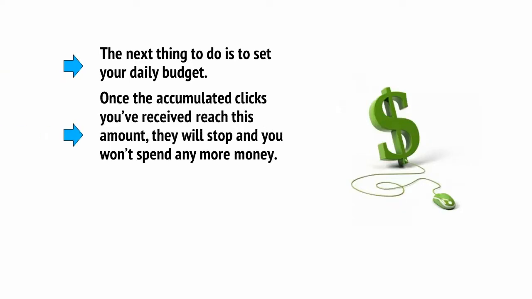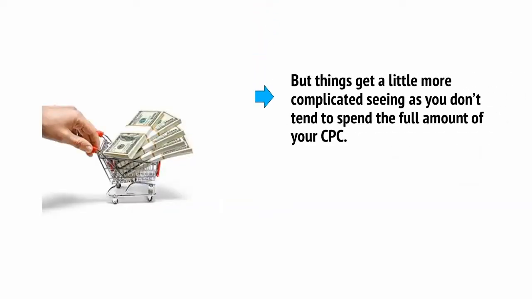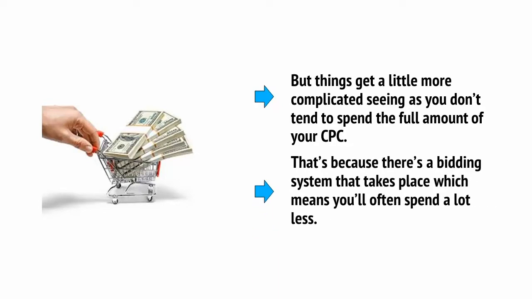Once the accumulated clicks you've received reach this amount, they'll stop and you won't spend any more money. So, in theory, if you set your CPC to 20 cents and you set your daily spend to $20, that should mean you get 100 visits to your site for that amount. But things get a little more complicated, seeing as you don't tend to spend the full amount of your CPC. That's because there's a bidding system that takes place, which means you'll often spend a lot less.